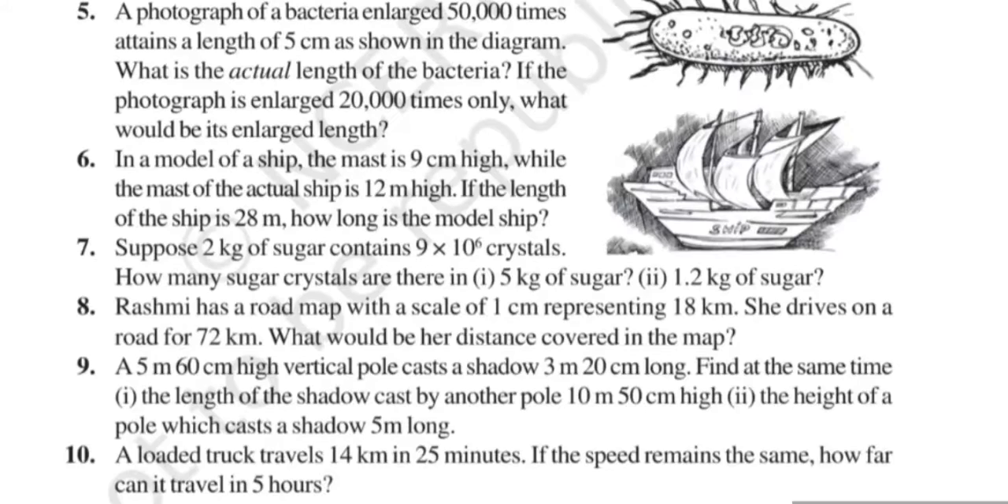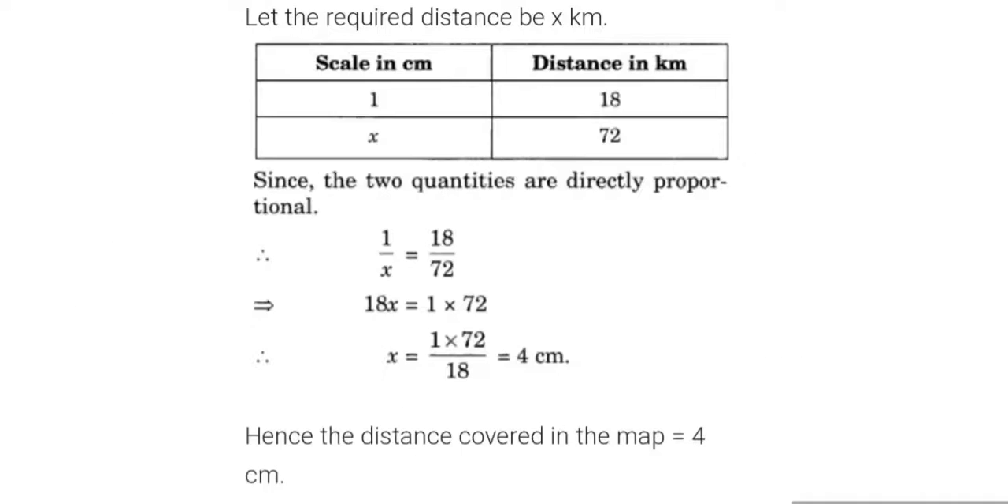Now see question number 8. Rashmi has a road map with a scale of 1 centimeter representing 18 kilometer. She drives on a road for 72 kilometer. What would be her distance covered in the map? So let required distance be x centimeter. Okay, so again you can see here both the quantities are in direct proportion.